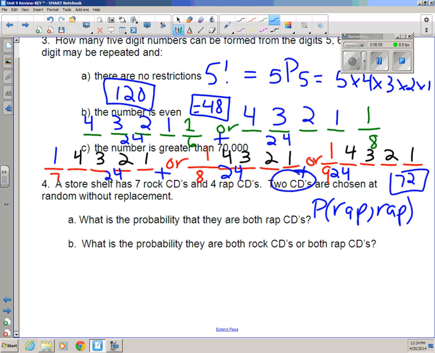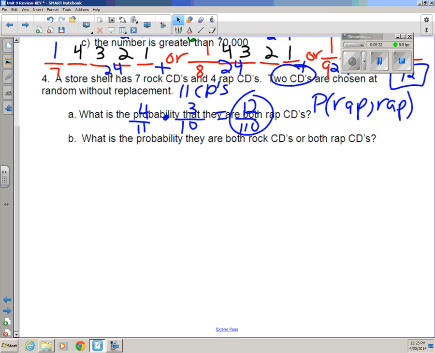Well, I've got 11 total CDs. I've got 4 out of 11 chances to get rap the first time, and then I've got 10 CDs left, of which 3 of them are rap. So I've got 4 elevenths times 3 tenths, which equals 12 out of 110. Don't simplify it.